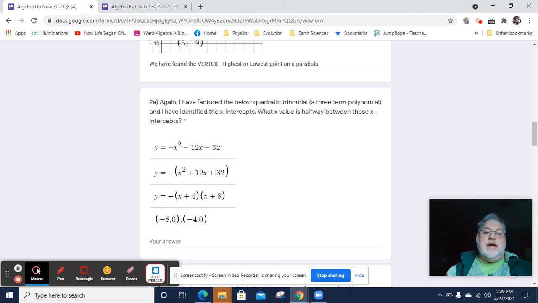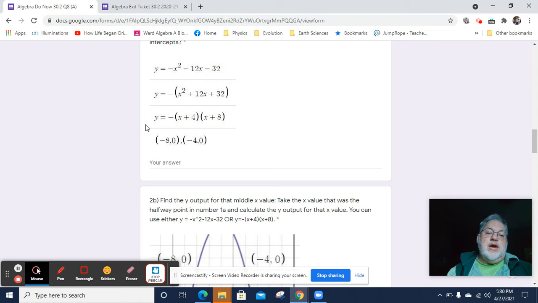Now again, I have factored the below quadratic trinomial. Here we've got negative x squared minus 12x minus 32. That negative bugged me, so I factored it out of the whole thing. Now inside here, I've got x squared plus 12x plus 32. I factored that. Two factors of 32 that add up to 12 are 4 and 8. 4 times 8 is 32. 4 plus 8 is 12. The inside and outside products will be 12x.